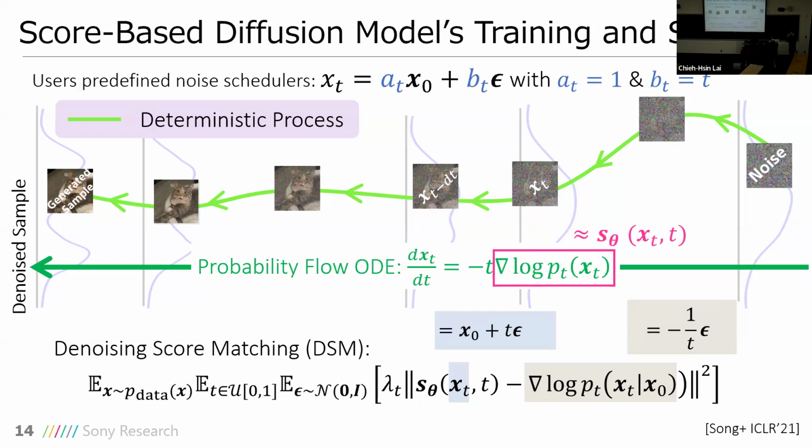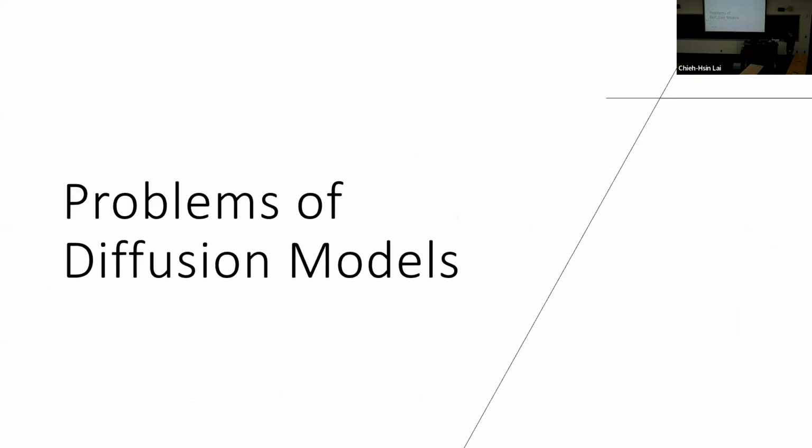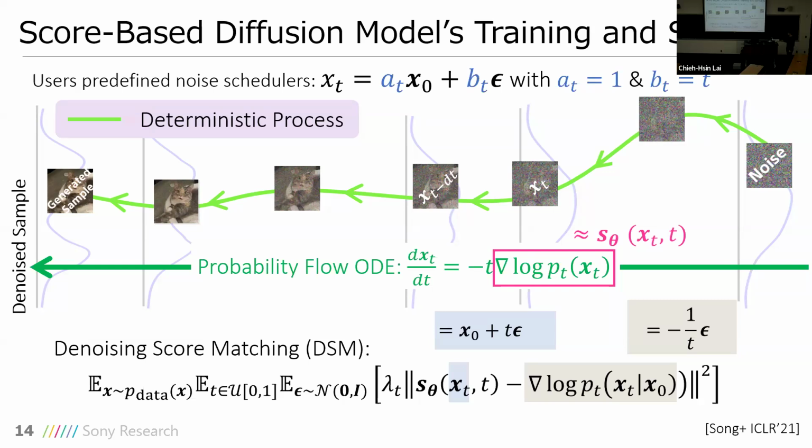Here I summarize how we learn the diffusion model and how we do the generation. Training is simple, everything is computable. Generation is also simple, as it just corresponds to ODE solving. Okay.